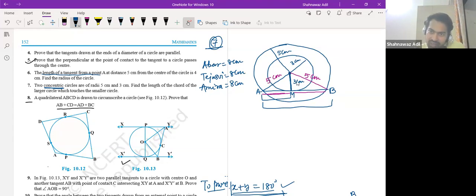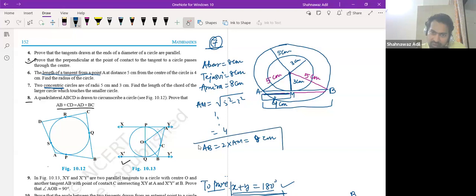So this is 5, this is AB. AM would be how much? From Pythagoras, 4, right? So this would be 4. Good. Then AB would be 2 into 4, which is 8. So AM is root of 5 squared minus 3 squared, which is 4, and AB is 2 AM, so 8. Good, everyone. Now I am not calculating any question. You guys are quickly calculating the answers. Good.